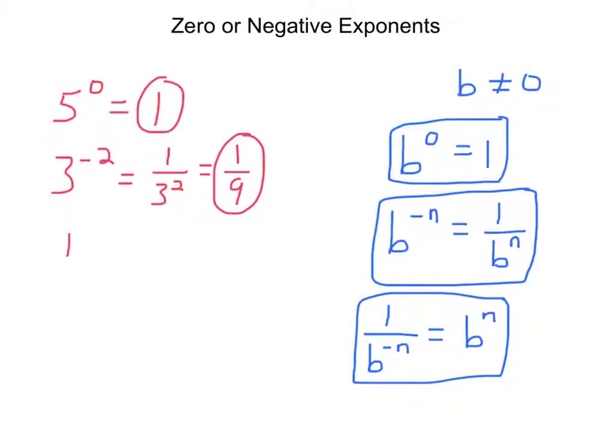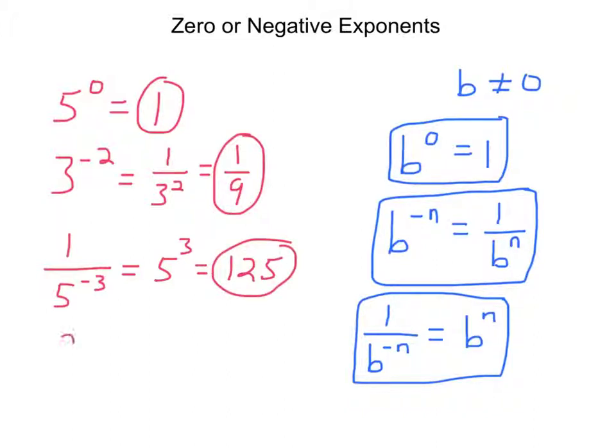Okay, another example. Let's say we had 1 over 5 to the negative third power. Well, according to this third property, that would be the same as 5 to the third power. And 5 times 5 is 25, and then times 5 again would be 125.